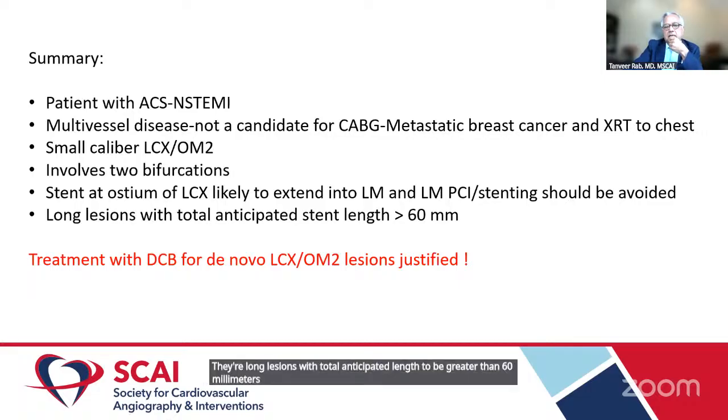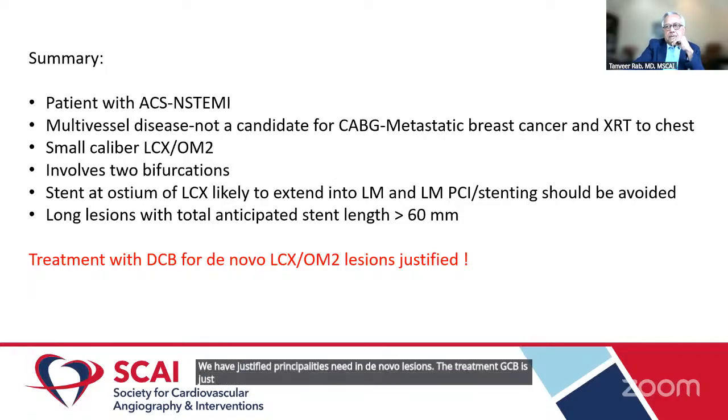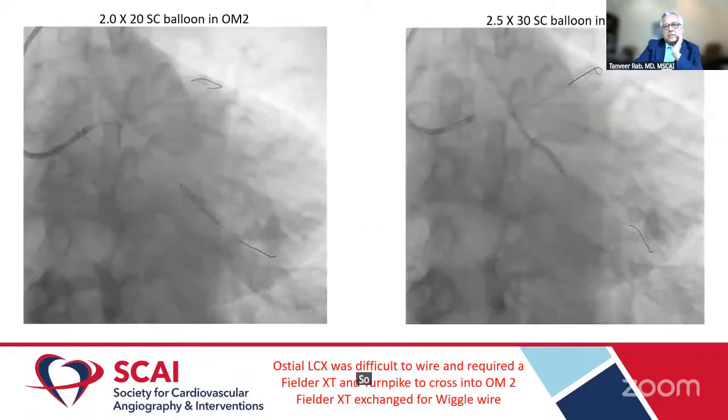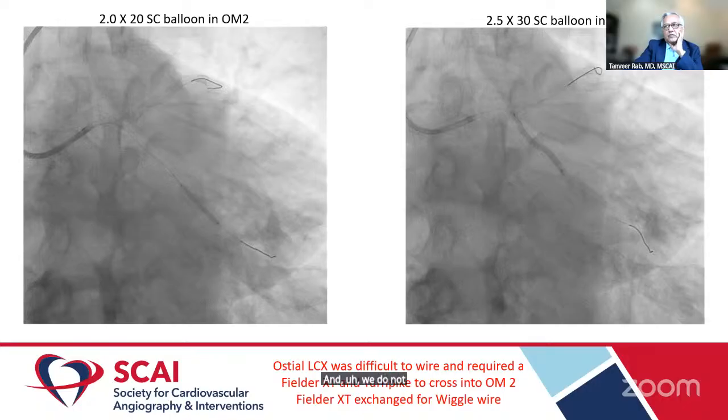In this case, we have to justify in the United States the need for de novo lesions. That treatment DCB is justified. So what we did first, we did a 2.0 by 20 semi-compliant balloon. We didn't have a longer balloon at that time for the second marginal. And we did not do IVUS at that time, but we took a 2.5 by 30 semi-compliant balloon to the proximal circ, going back to the ostium.